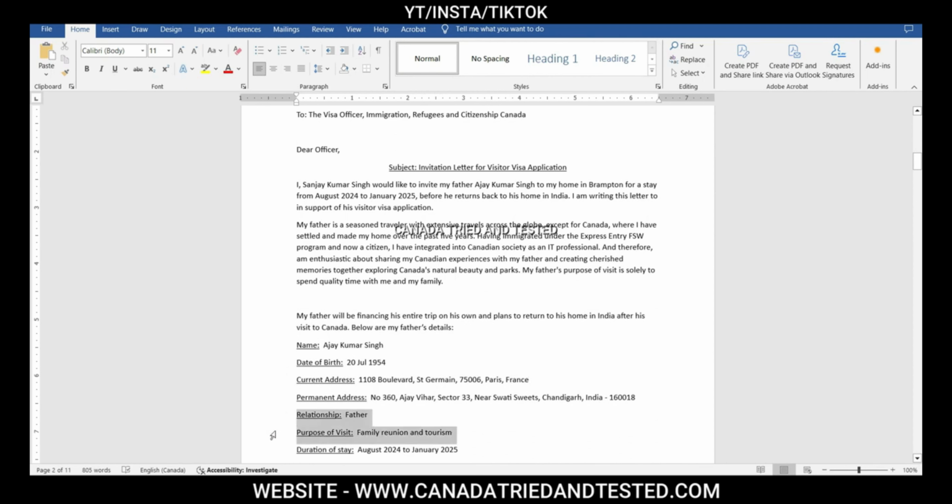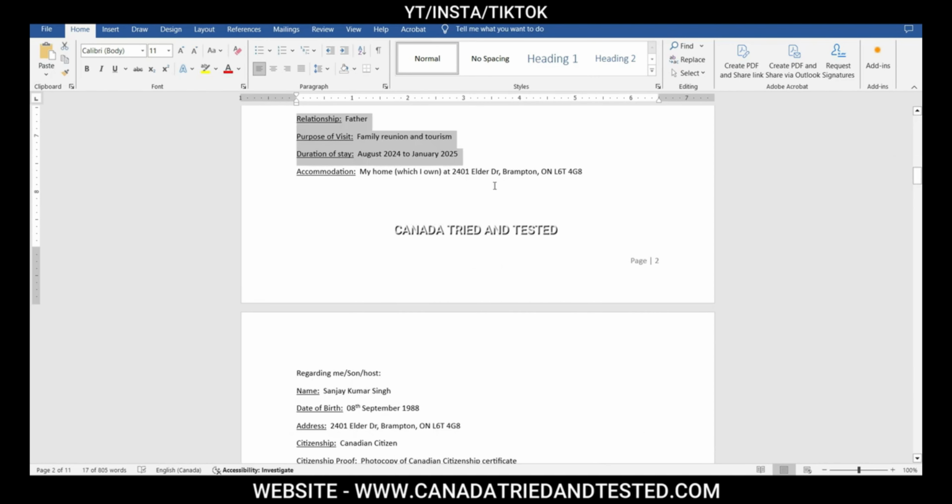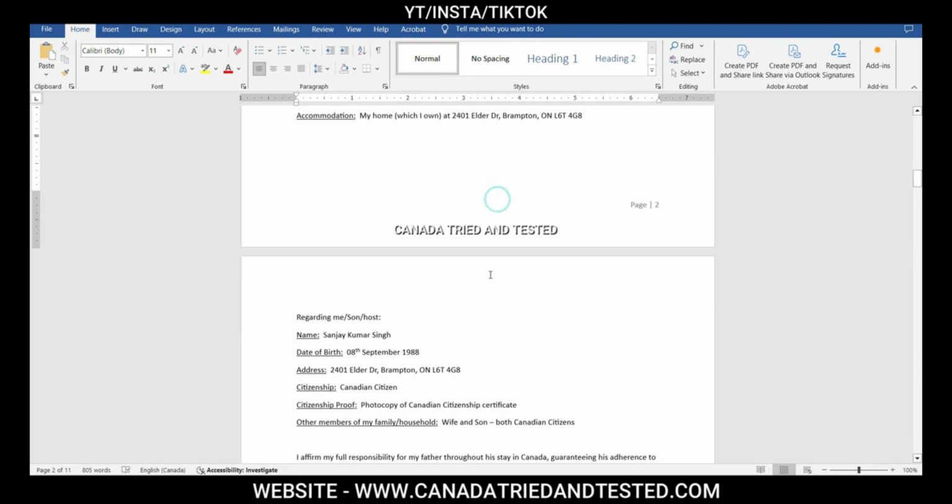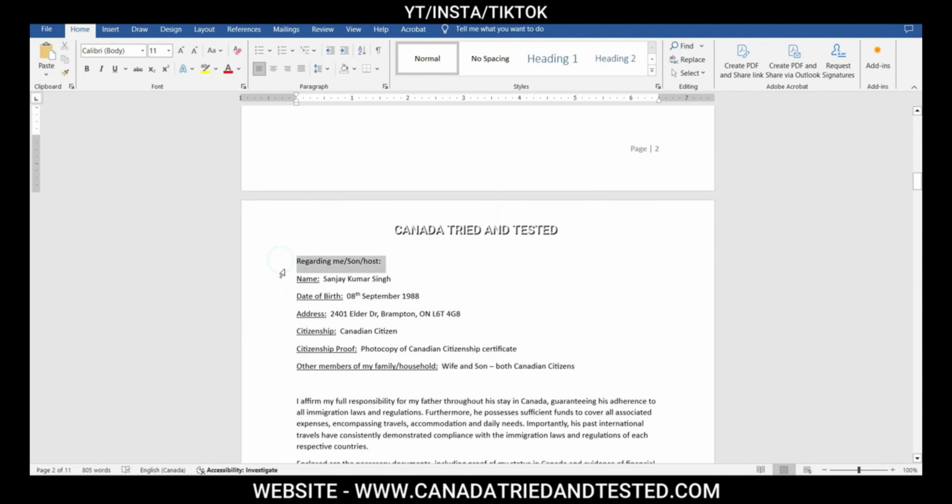Then relationship, purpose of visit, duration of stay. Let's come down. Accommodation, the address is given, and don't worry, this is not my actual address. Then coming down, the details of the son: name, date of birth, address, citizenship status. If it is not citizenship, but a work permit or permanent residence, then the proof will be the document, which will be the photocopy, and other members of the family, household, wife and son, both Canadian citizens.